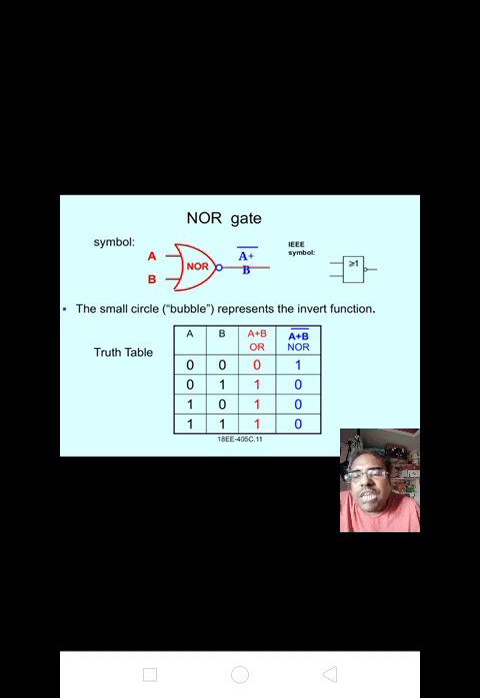Here input variables are 2, so input combinations are 4: 0, 1, 2, 3. That is 0 0, 0 1, 1 0, 1 1. For 0 0, the output is 1. For 0 1, the output is 0; for 1 0, the output is 0; for 1 1, the output is 0. See here, when both the inputs are low, output is high. When any one of the inputs is high or both the inputs are high, we get the output low.